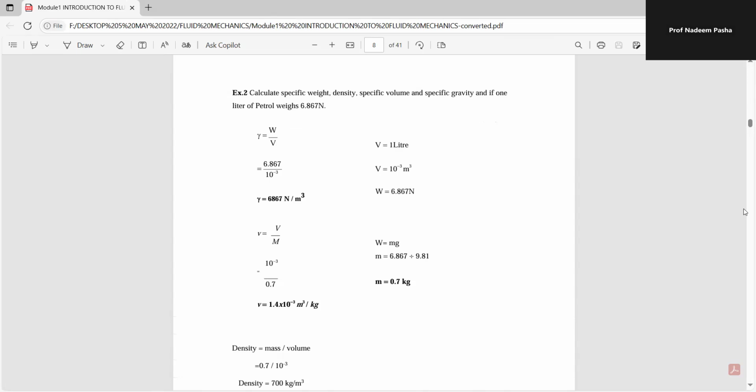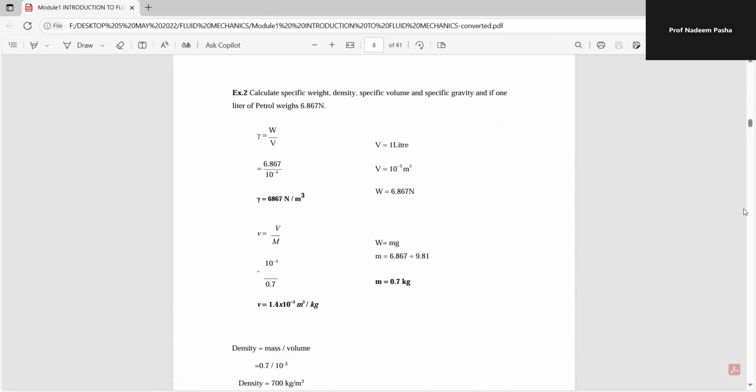So specific volume is nothing but volume by mass of fluid. Volume is 10 raised to minus 3, that is 1 liter, divided by mass 0.7. So specific volume comes out to be 1.4 into 10 raised to minus 3 meter cube per kg. So be particular with SI units. Don't get confused. If you remember the formula, you can easily remember the SI units also.